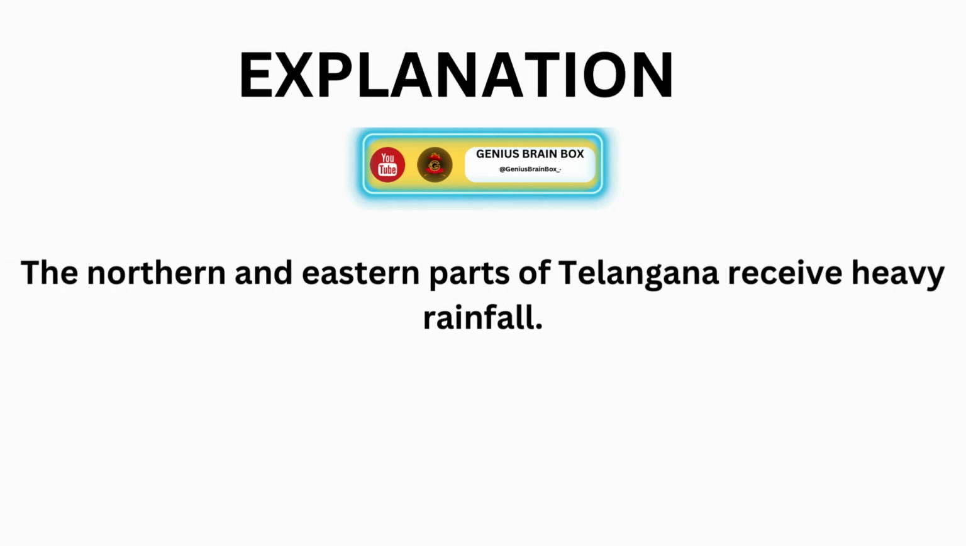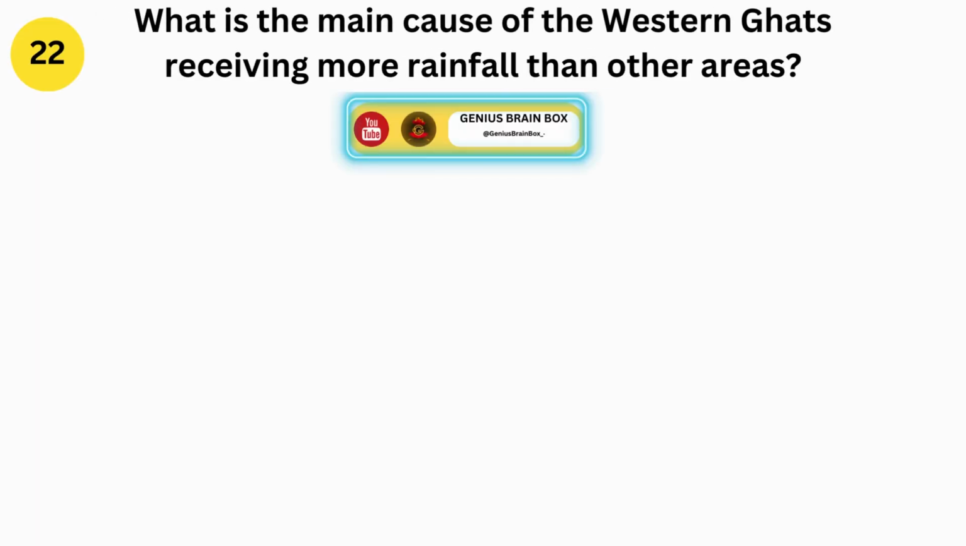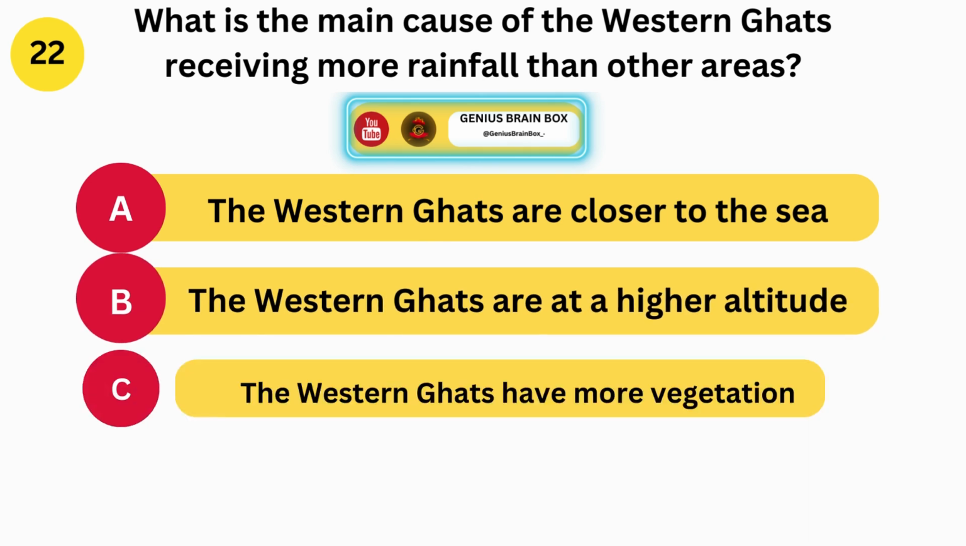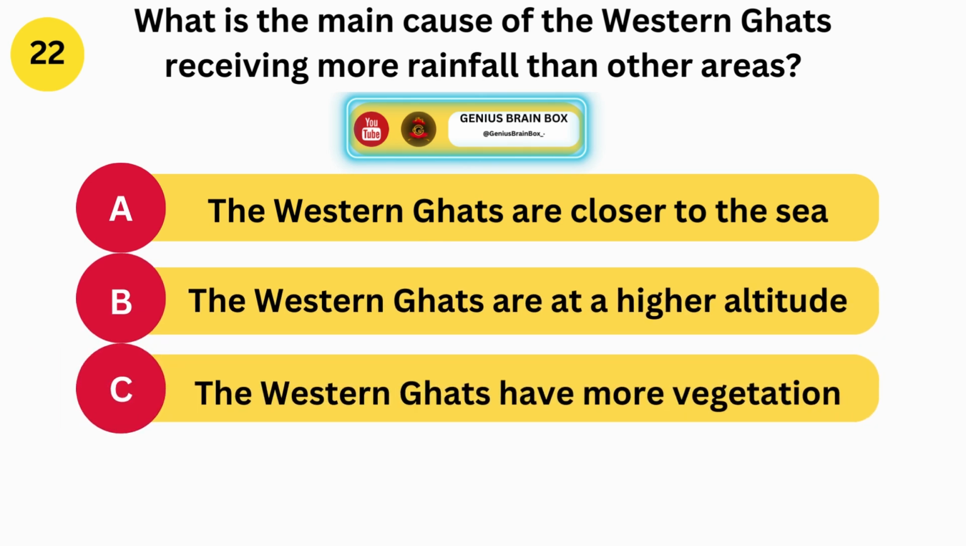Explanation. The northern and eastern parts of Telangana receive heavy rainfall. What is the main cause of the Western Ghats receiving more rainfall than other areas? Option A, the Western Ghats are closer to the sea. Option B, the Western Ghats are at a higher altitude. Option C, the Western Ghats have more vegetation.